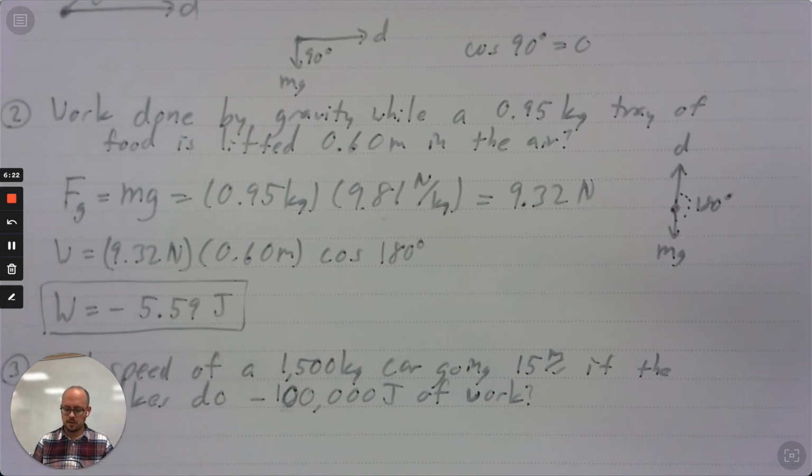And so gravity can do work. If it's part of your system, then that energy stays in the system. If it's not, then the energy leaves that system.